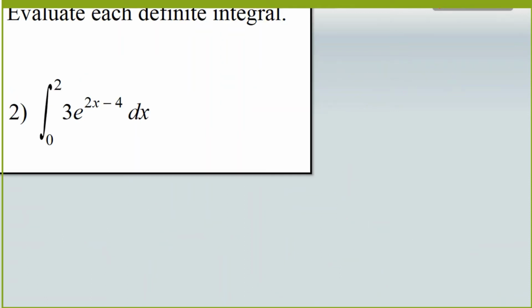Okay, one more. For this function, someone other than Abby, since I've heard from her 2 or 3 times now, what would my u be?